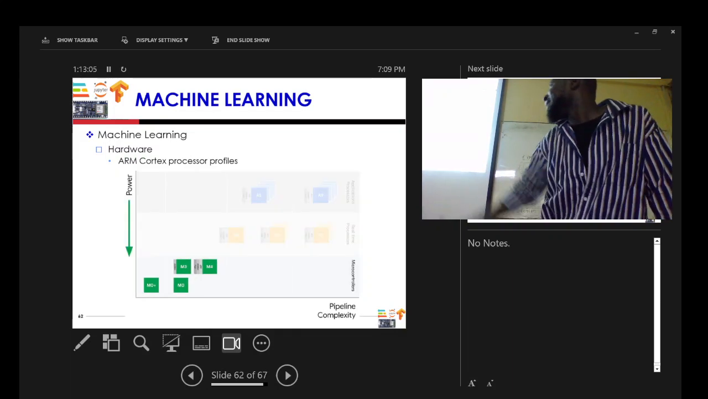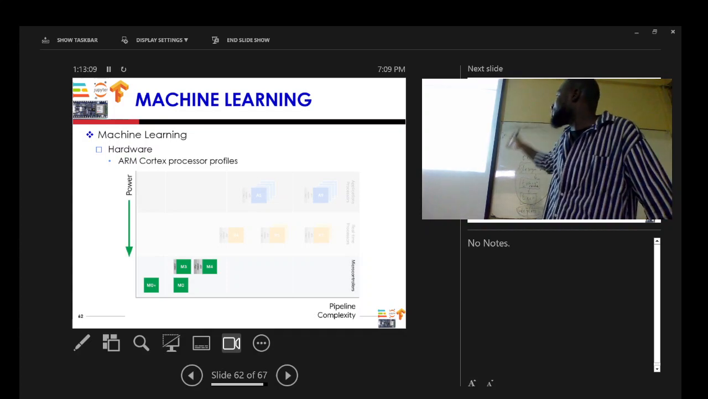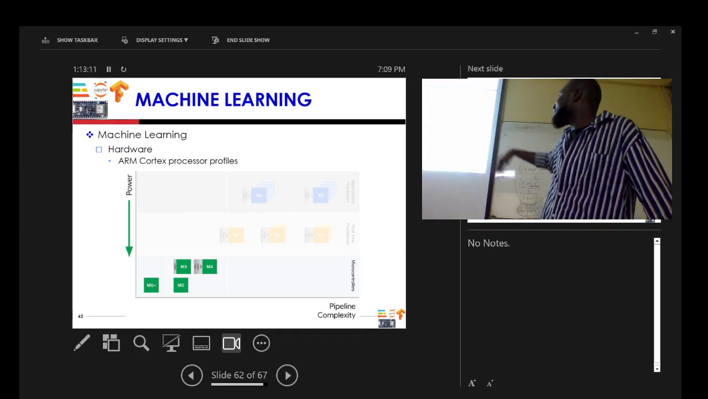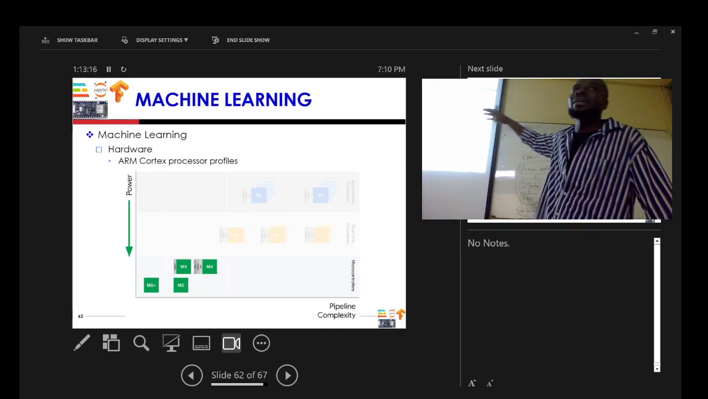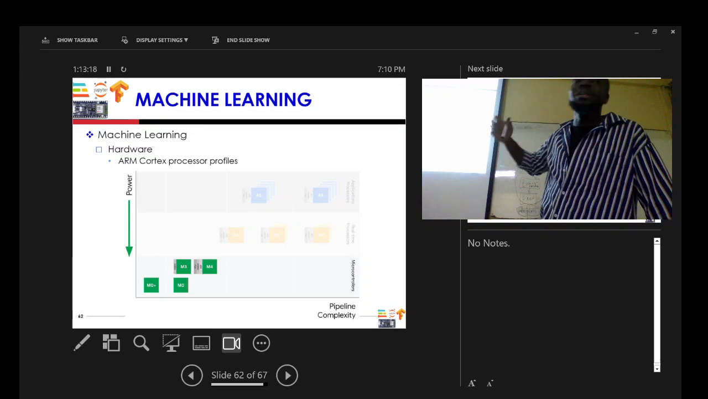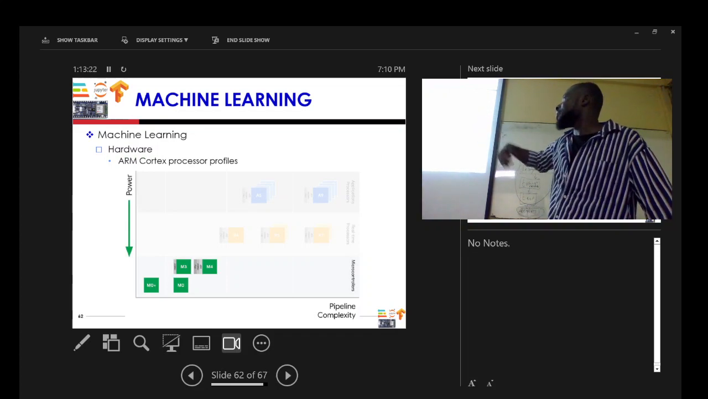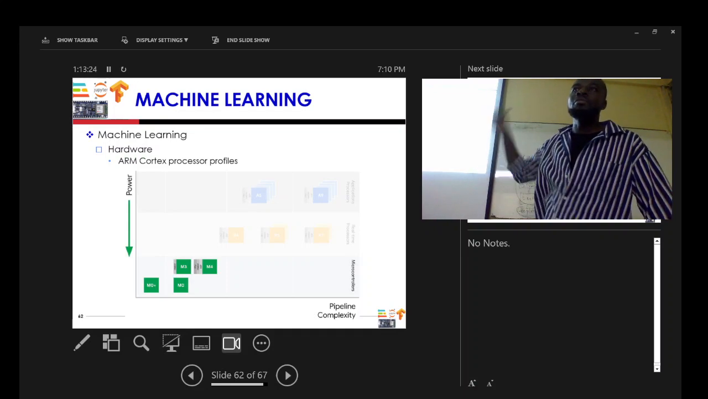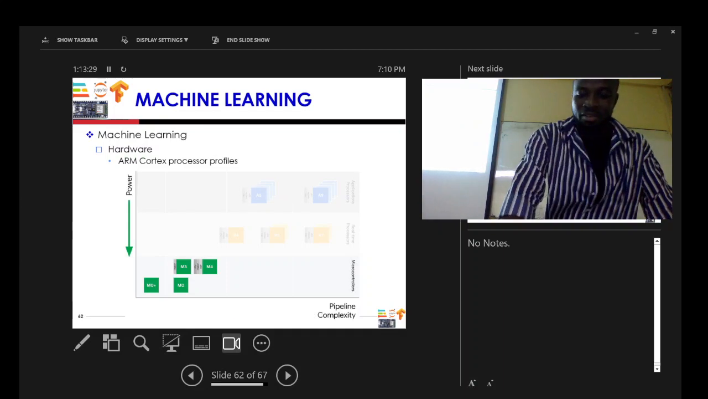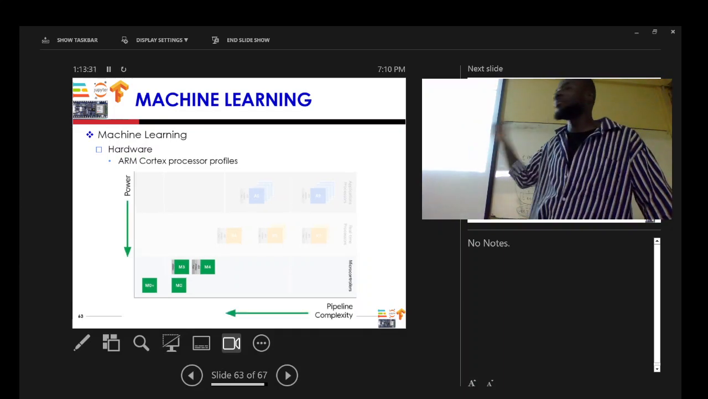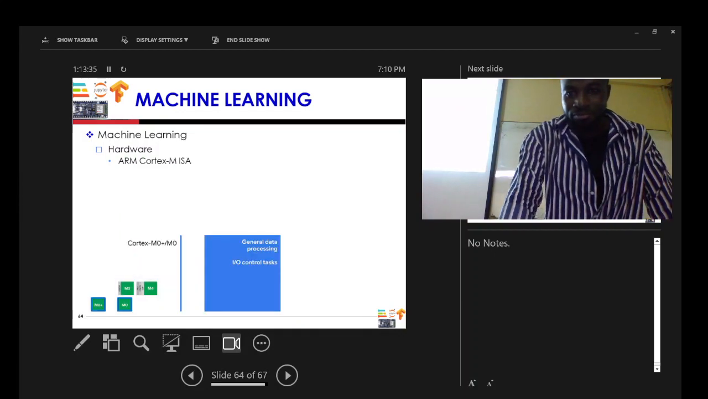So if we take the M0, M1, whatever, those are made for microcontrollers, right? And then we have some for real-time processing, which are the R4 and stuff like that. And then we have ones for heavy applications, that is A5 and A4. So now, once we come down, the microcontrollers consume less power. We already know that. But the microcontrollers are also very, very simple.